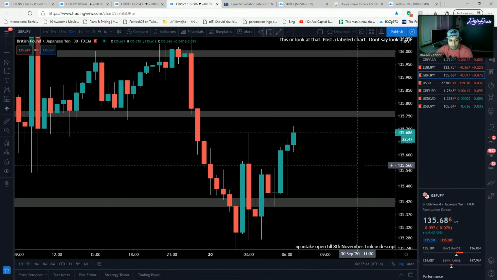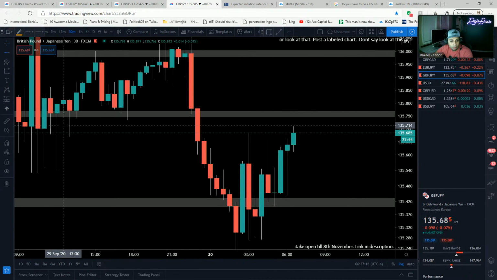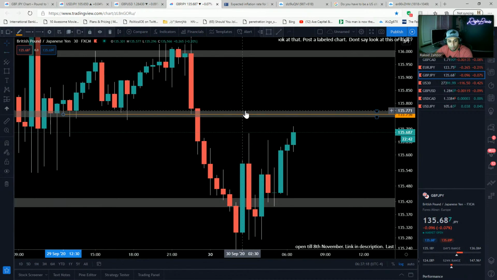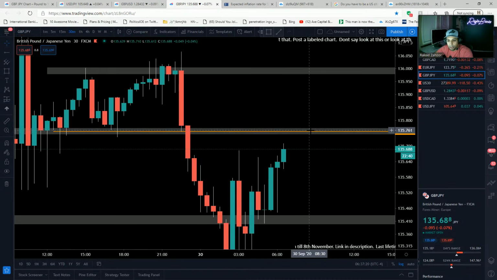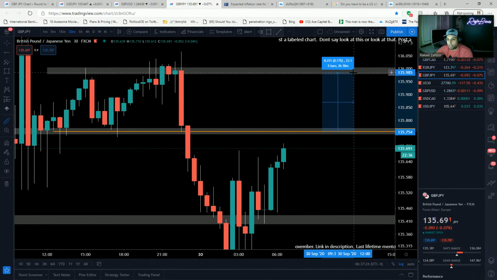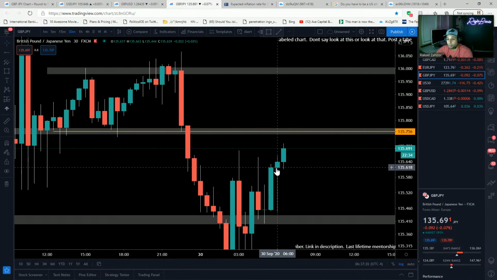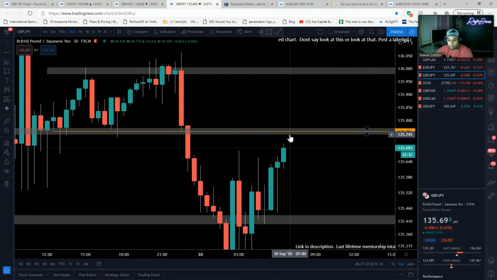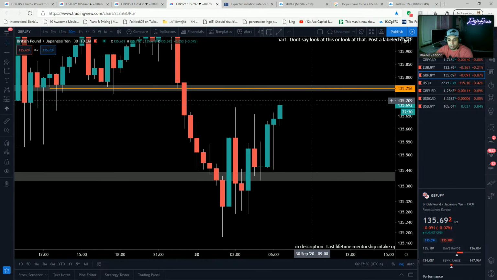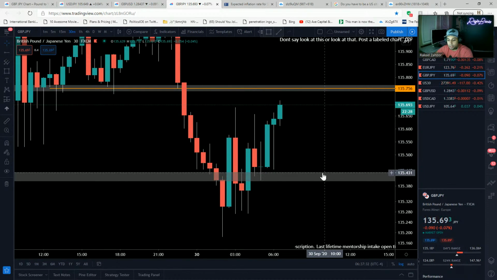Basically, that's what I'm possibly going to wait for here, how we react to this area. If we break above 135.750, then there's a very high probability we're going to continue up in this range. But if we see some sort of a rejection happening in this area, like some sort of a resistance forming, then there's a very high probability we're going to continue moving down. So we'll have to wait here a little bit.